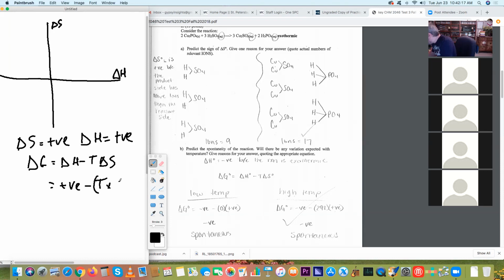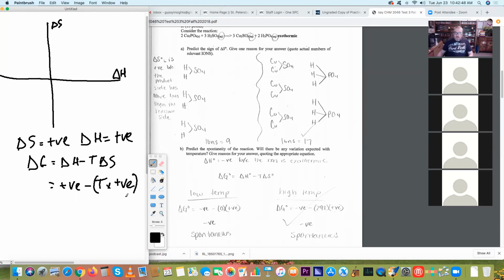And T times, again, a positive value. So in this instance, what I would want you to see, and this is a little bit harder to see than what I was just talking about: if T is a very small value, then delta G will be positive. But if T is a high value, then delta G is going to be negative. Well, what I'm saying is the delta G is going to depend on the value of T, the sign of it. It's going to depend on T.